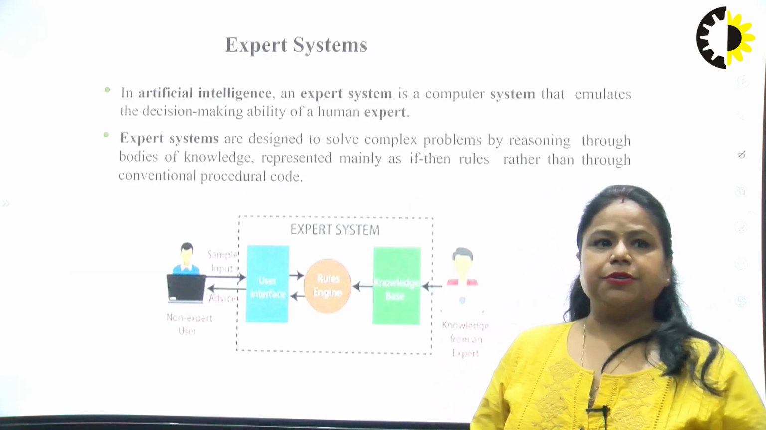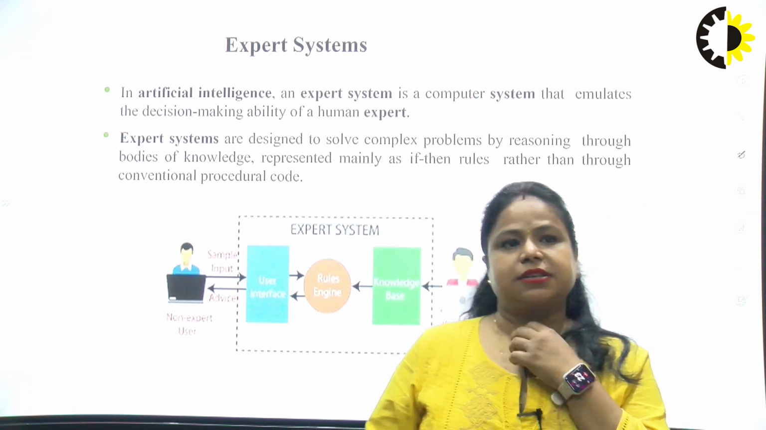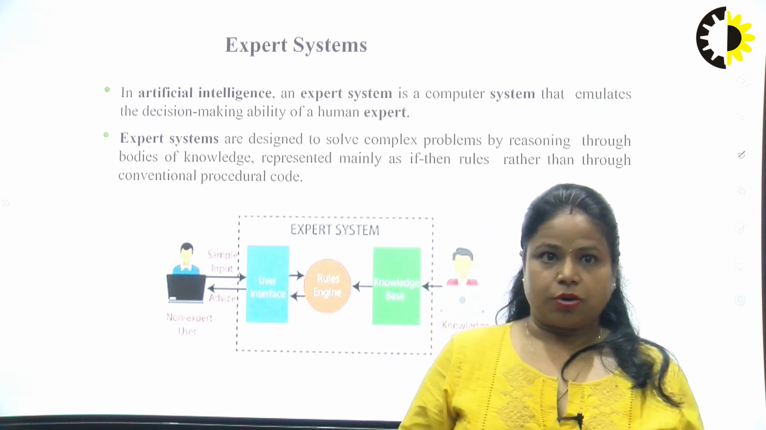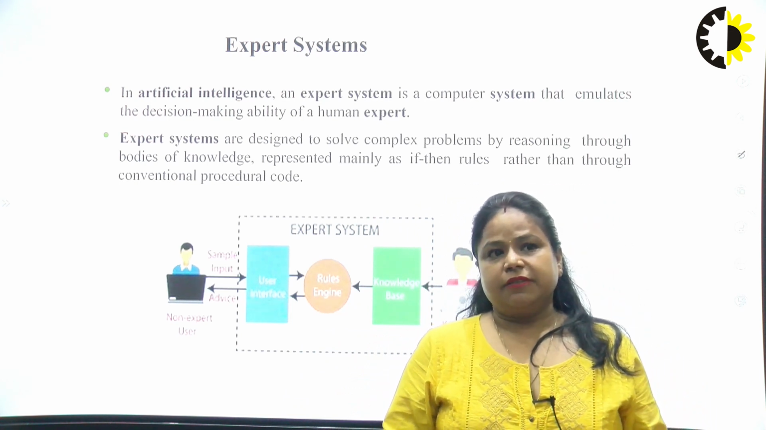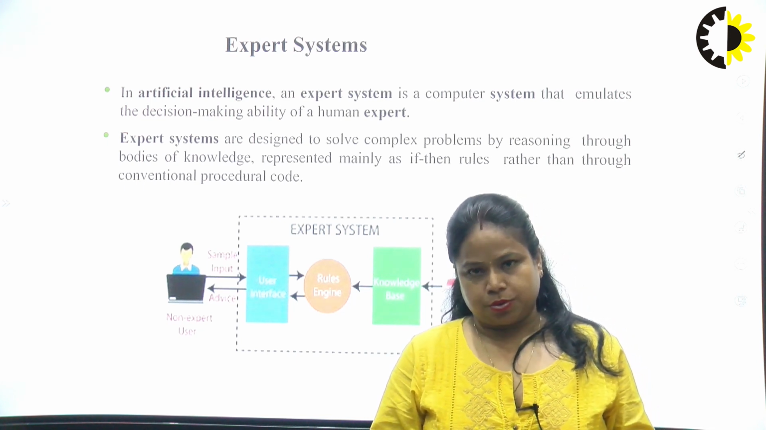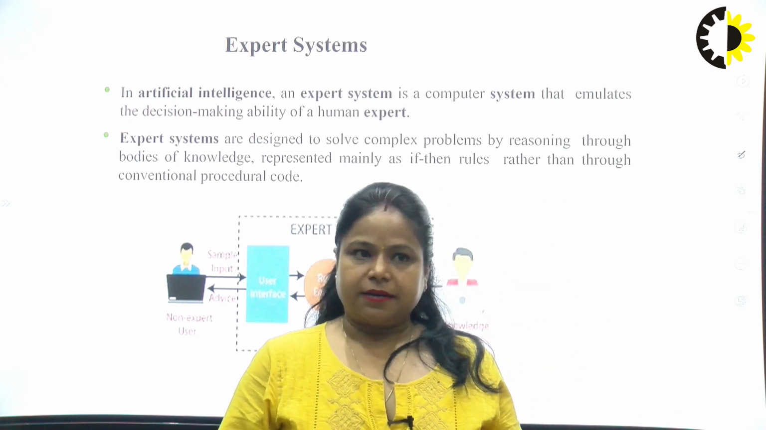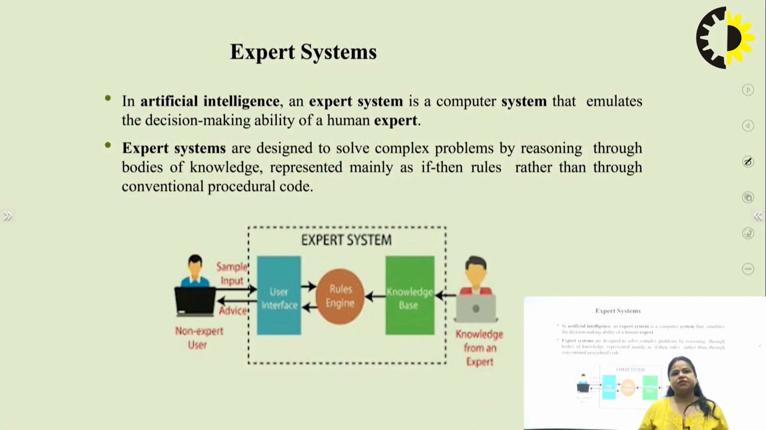Then after that, we are going to talk about expert systems. Basically, expert systems are designed to solve complex problems, in which we are talking about reasoning through the bodies of knowledge of a knowledgeable person, in which they have pros and cons both. They generally use if-then-else rules, right? So that is called an expert system. Basically, an expert system is a computer system that emulates the decision-making ability of a human expert.